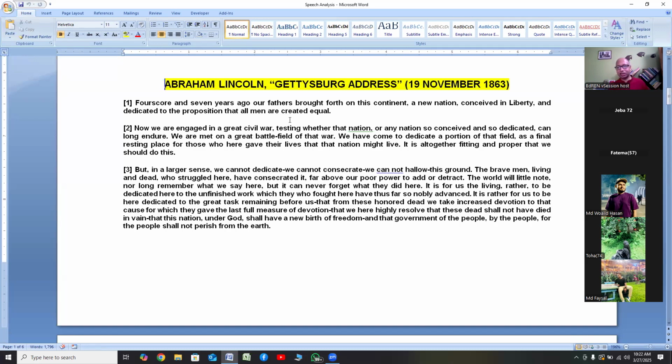So on 19th November 1863, he went to Pennsylvania, and there was a place named Gettysburg, and there was a graveyard. There are many soldiers who sacrificed their lives during the Civil War. These soldiers' dead bodies were buried in the graveyard at Gettysburg of Pennsylvania. And Abraham Lincoln went there from Washington by a train. He traveled by train.